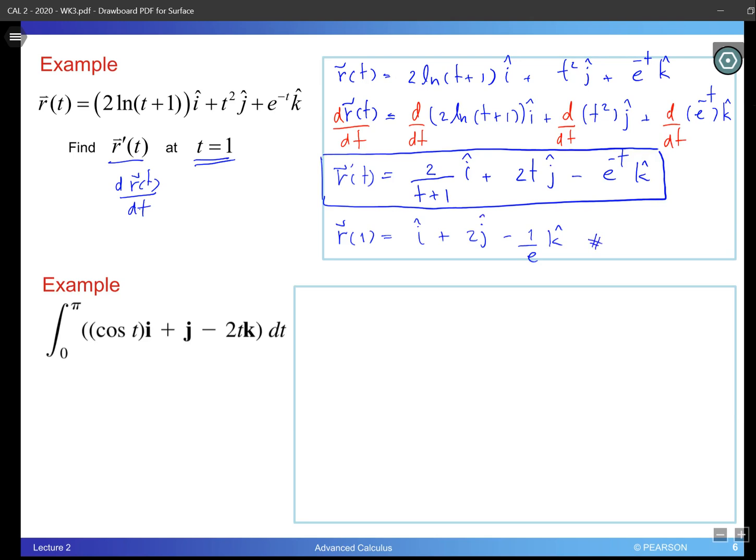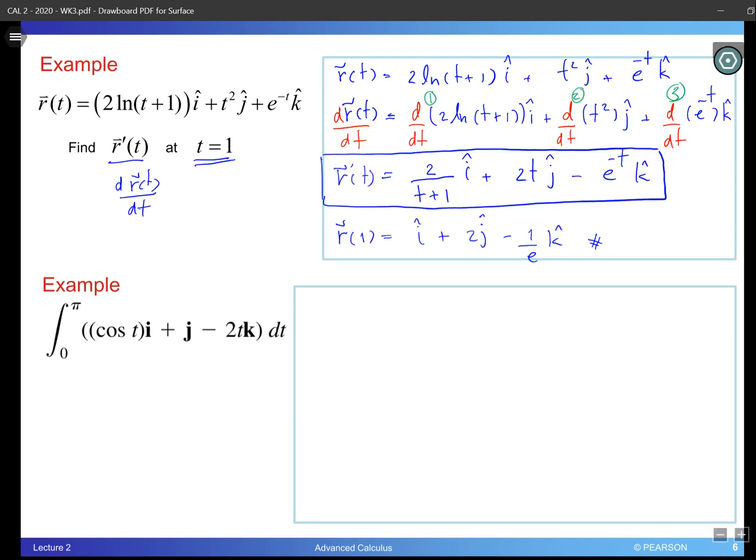As you can see here, the calculus of these vector functions is the same as what we did in Calc 1, except that we did that 3 times, right? The first time for the first component, second time for the second component, and of course for the k component. Okay, let's move to the next example.